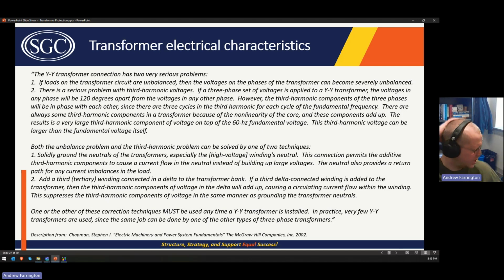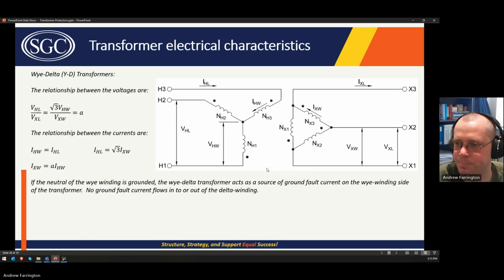One of the things is I try to be very careful with my language when it comes to whether or not a transformer is a zero sequence path or a zero sequence source. And those are very different. We'll get into that when we look at the zero sequence impedance diagrams. So one or the other of these correction methods must be used anytime a YY transformer is installed.